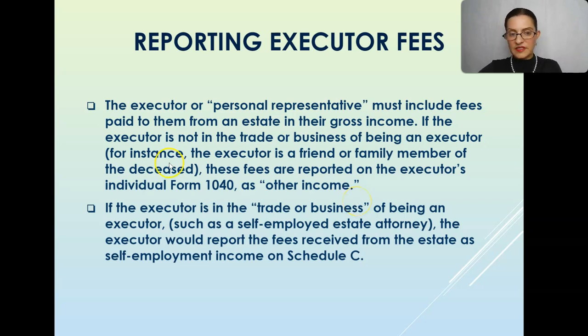For instance, if the executor is a friend or a family member of the deceased, then they're doing it because they are a friend or a family member. They're not in the business of being an executor. If this is a one-time deal and you're just doing it because you're related to the person who died, executor fees are typically reported on the executor's individual Form 1040 as other income. So they would get like a 1099 from the estate. And it's an expense of the estate, the executor fees, but the executor typically will just report it as other income, not subject to self-employment tax.